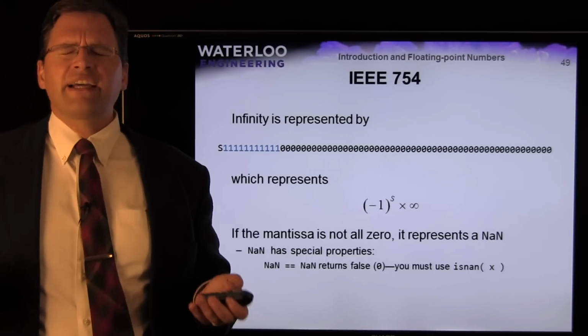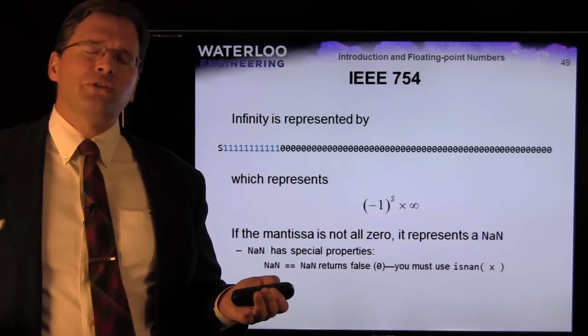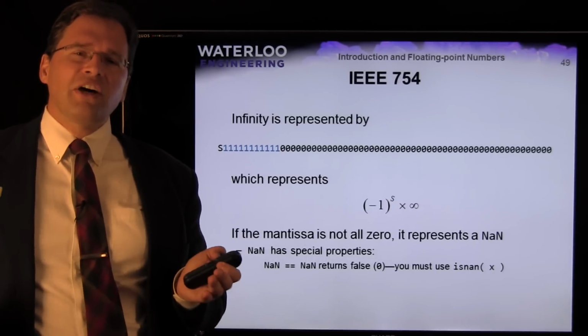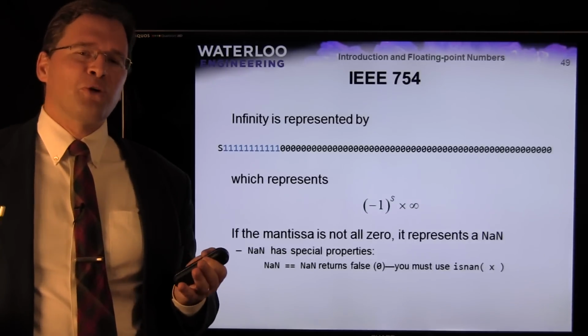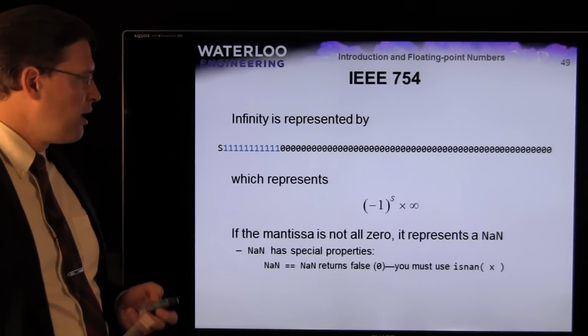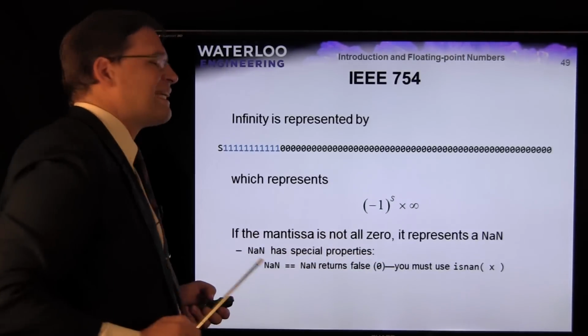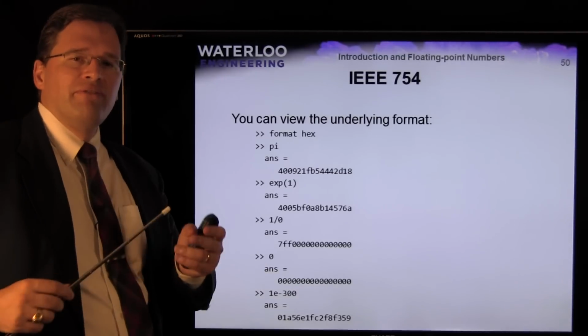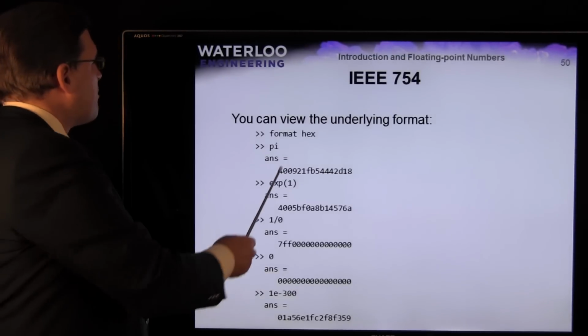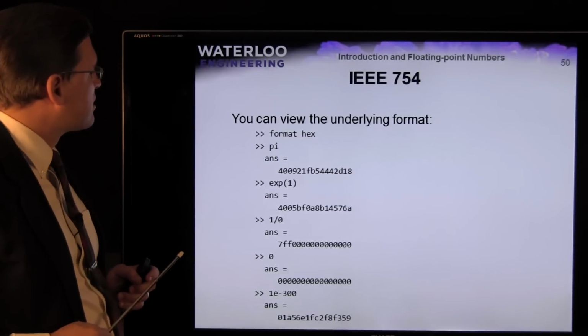You can also check if x is not equal to x, and if that returns true, you know that x is equal to not a number. But that's not a nice way of doing it. That's really nasty to the programmer who's trying to read your code, so it makes much more sense to use is not a number. You can even view the underlying representation in MATLAB by saying format hex.